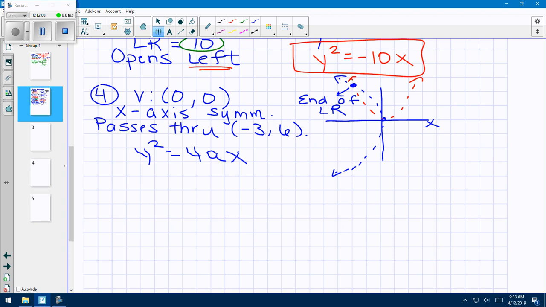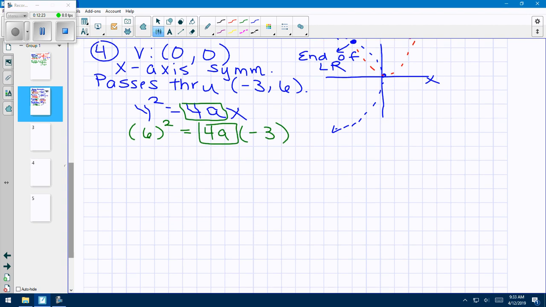But to get around that, all we're going to do to find 4a in this case, because that's the last thing I have to figure out, is plug in the coordinates of the point for y and x, which is something we're used to, right? So if I plug in 6 for y, and I plug in -3 for x, remember what I want to isolate here is what 4a equals. So you get 36 equals 4a times -3. And then dividing by -3 gives you that 4a is -12. Okay. And that's pretty much it.